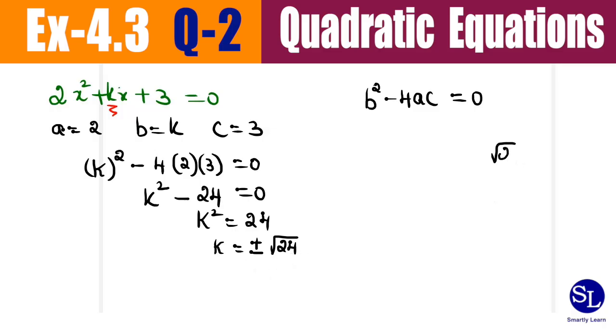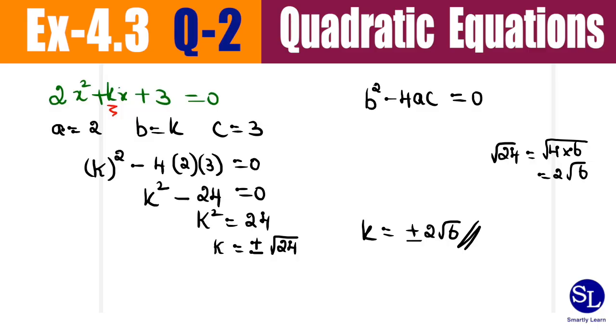So, simplifying root 24, it can be written as 4 into 6, right? 24 is 4 into 6. If I take the 4 outside, this is 2 root 6. So, the value of k is equal to plus or minus 2 root 6. So, this is going to be the values that k can possibly take, both plus and minus 2 root 6.